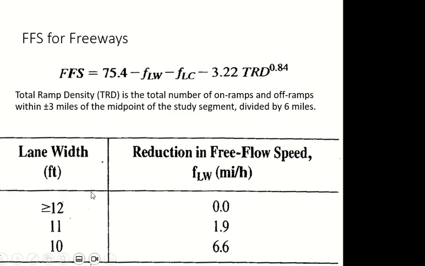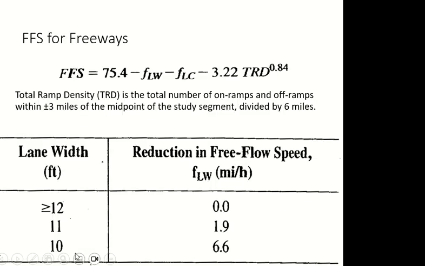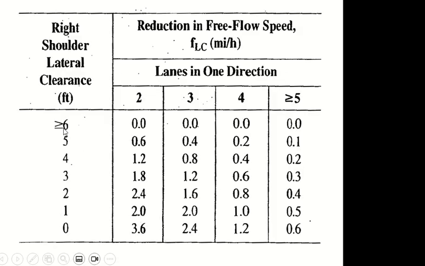This is a factor FLW, lane width. This is for lateral clearance. So I need to assume a value from here and a value from here to get these factors. I know if I take any value 12 feet or more, and if I take any value 6 feet or more for lateral clearance, the factor becomes 0.